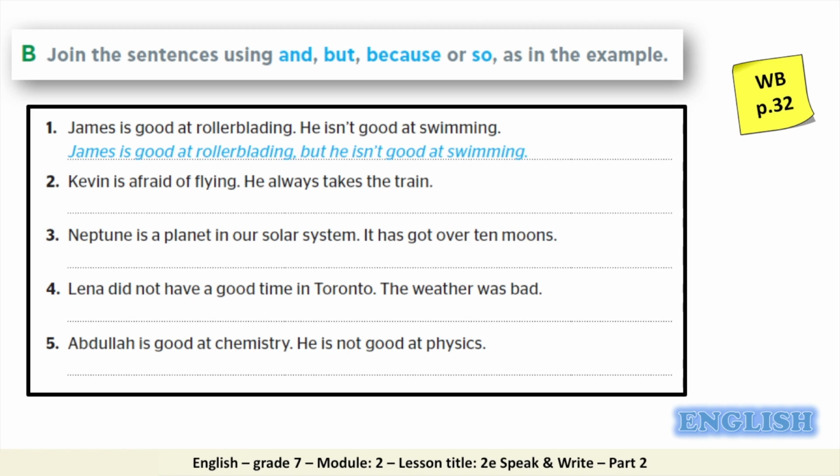For this exercise, you need to join the sentences using and, but, because, or so as in the example. Let's take a look at the example in sentence number 1. James is good at rollerblading. He isn't good at swimming. The correct linking word to express difference or contrast is but. James is good at rollerblading, but he isn't good at swimming.